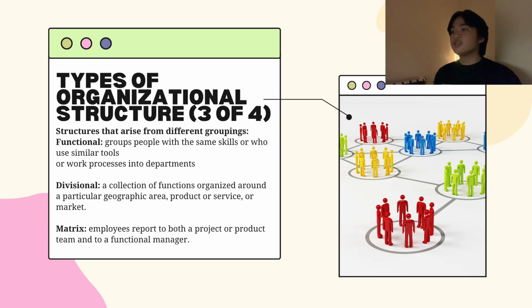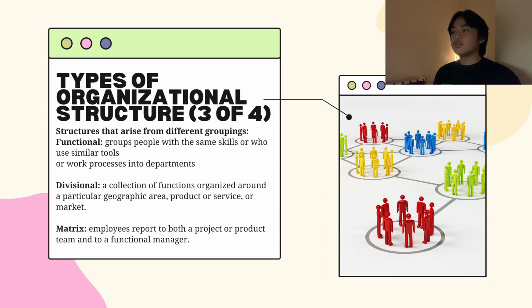So the structures that arise from different groupings have 6 types. Una is yung na-experience ko, divisional structure. Ang structure na to groups people by their geographic area, product, service, or market. Pangalawa is functional structure. Itong structure na to groups people based on their skills or tools used. Ang example na to is, pag accountant ka, mapupunta ka sa accounting department.